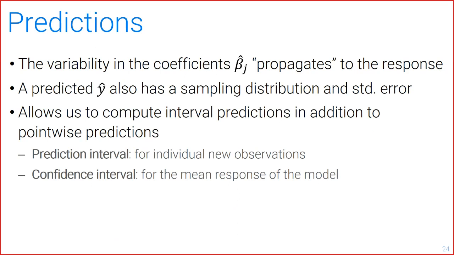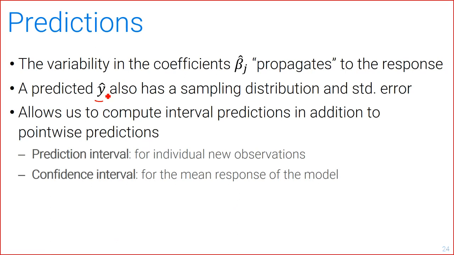And again, just like we saw, the uncertainty in the coefficients propagates to the response. So we know we can quantify the uncertainty or the random error in the right-hand side of the model. Of course, whenever we evaluate the model with some new test observation, that uncertainty is going to propagate to the left-hand side, to the response. And so whenever we have a prediction, y hat, that prediction also has a sampling distribution and a standard error. And we can quantify it.